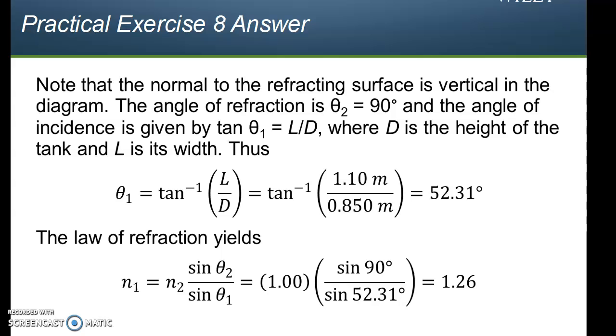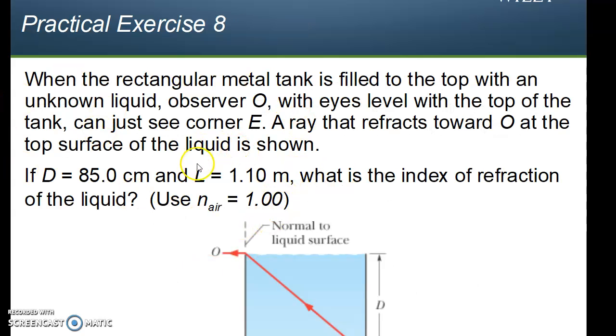Equals, oh, what happened here? I didn't read the problem. When a rectangular metal tank is filled to the top with an unknown liquid, the observer O, up here, with eyes level to this top, can just see this corner down here. Okay, that's the degree of peripheral vision. A ray that refracts towards O at the top of the surface is shown here. The height of this is 85.0 centimeters. The width of this is 1.10 meters. What is the index of refraction?